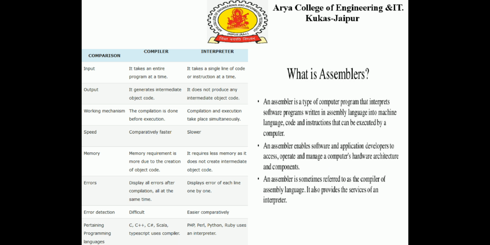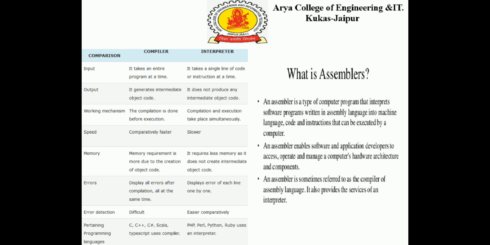Next, the comparison between the compiler and interpreter. What is a compiler basically? A compiler is a program that converts the high level language into machine language, ready to run and give the output. Whereas an interpreter does the same work, but step by step, one instruction at a time.